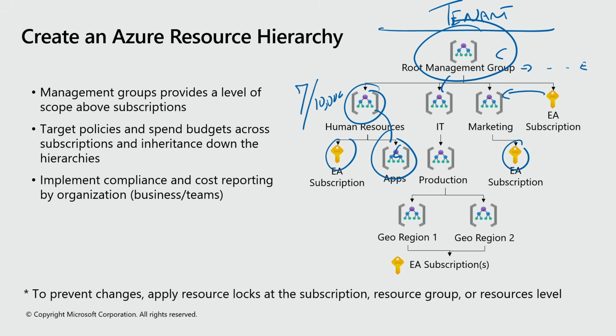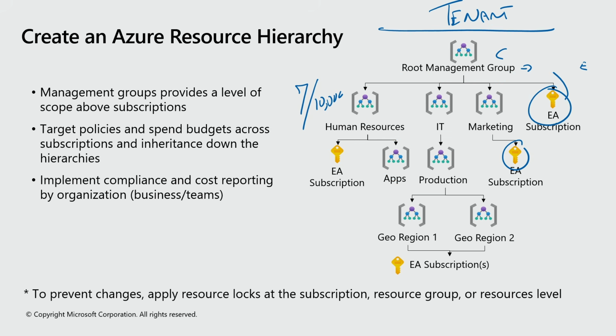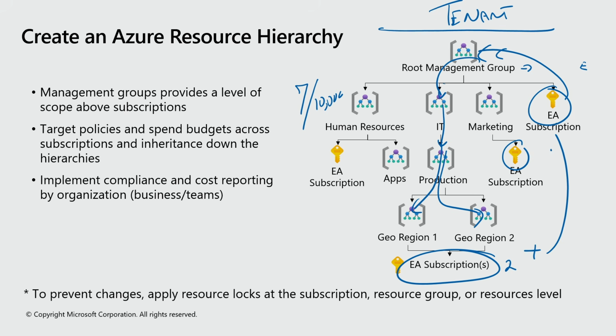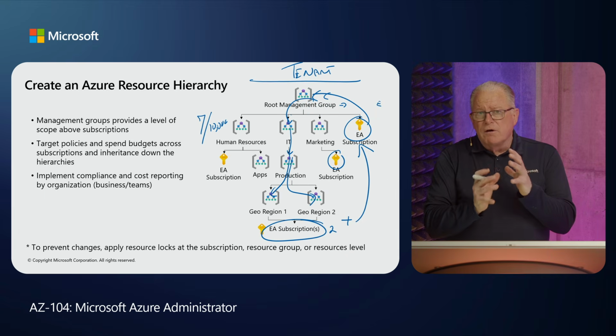Now taking this to the extreme, this EA subscription is assigned to root, so it's now available to IT, which is available to production, which is available to GO1 and GO2, that also have their own subscription. So in fact, this has two subscriptions, the EA plus the enterprise agreement subscription available to it. So there is that complex way of being able to split it off.